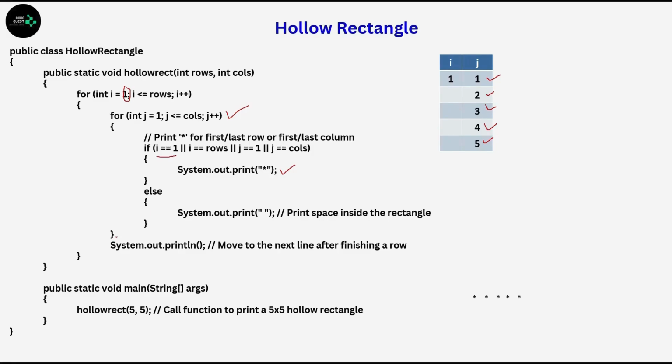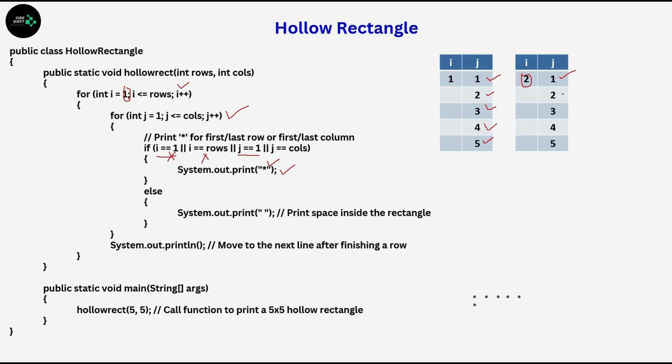As a result, I come out of the j loop and this println is going to bring the cursor to the new line. And then i++ makes it i value 2, where the second iteration begins with i value 2. Once again your j value will start with 1. Now if I check the condition i equals 1, this is false. i equals rows, this is also failing. But when j equals 1, yes, j value is presently 1. Because this condition is satisfied, we will be printing 1 asterisk. So 1 asterisk is printed.